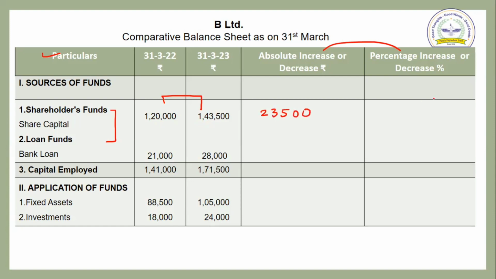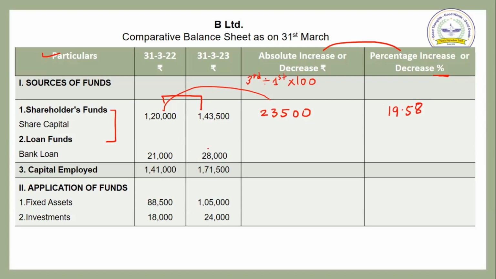Now in the percentage column, we are going to calculate the percentage. How we are going to calculate the percentage? See, we are going to divide 23,500 divided by 1,20,000 multiplied by 100. In this format, we are going to do. For example, third column we are going to divide by first column and multiply by 100 in every case, in each step. So 23,500 divided by 1,20,000 multiplied by 100, we are going to get the answer, students, 19.58%.